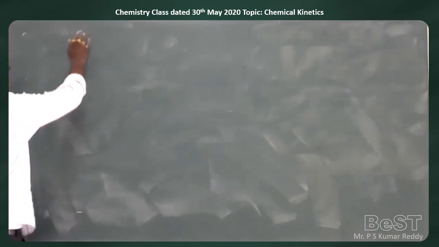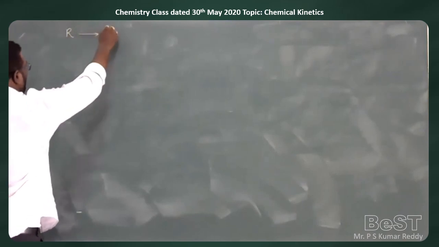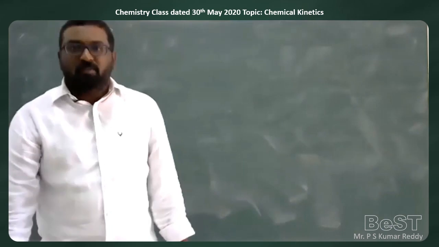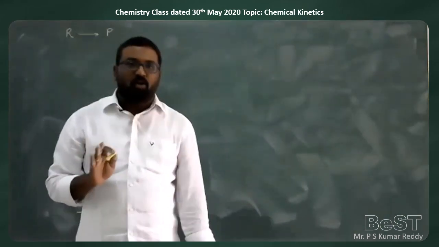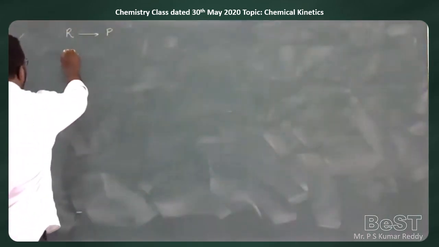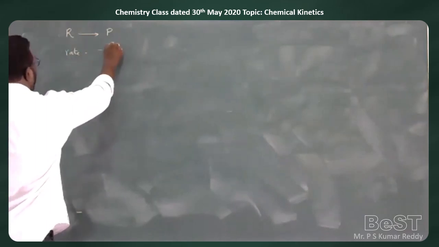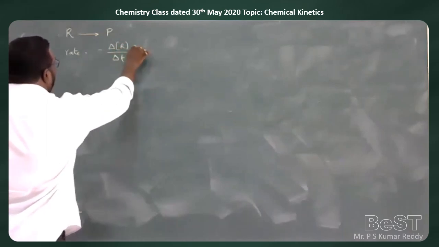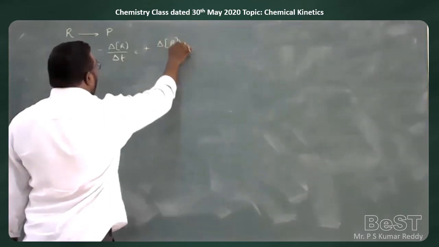So here, the reaction is given as reactants react to produce products. That means the stoichiometric coefficients of reactants and products are the same. That means the relationship between the rates will be minus delta R by delta t equal to plus delta P by delta t.